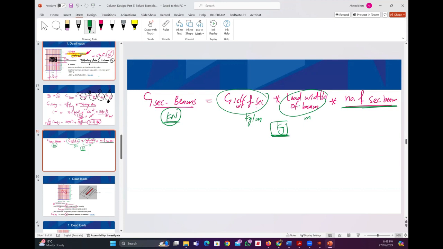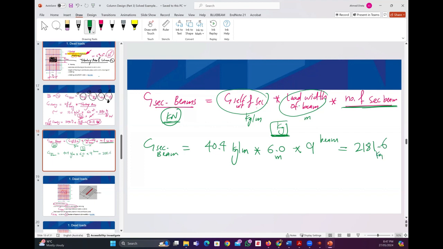So how much is the secondary beam in this case? It will be G self weight 40.4 kilogram per meter times load width of the beam, which was 6 meter, times the number of beams, which was 9 beams. So 40.4 times 6 times 9 becomes 2181.6 kilogram. So this value is in kilogram.